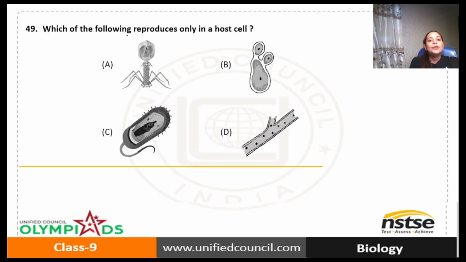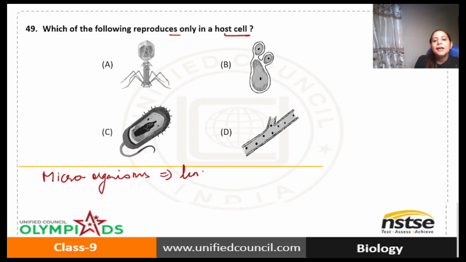Next question. Which of the following reproduces only in a host cell? So you have got options A, B, C and D. Now let me tell you that these all are microorganisms. All the pictures represent microorganisms. And what are microorganisms? They are tiny organisms that we cannot see with our naked eye because they are very small. So how can we see them? We can see them by using an instrument, that is a microscope.